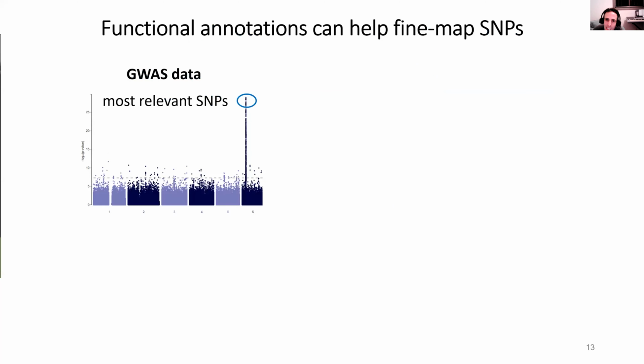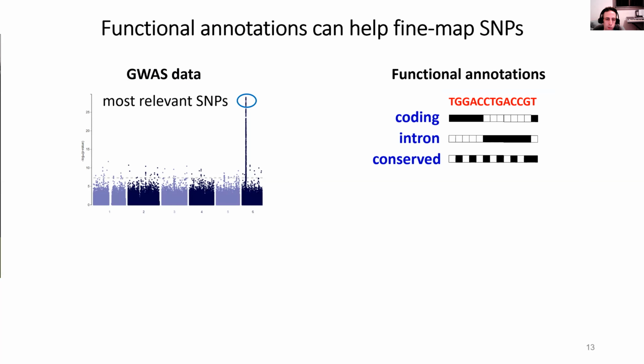When we do fine mapping, or when we ask ourselves what makes a SNP relevant, we have two sources of information. The first source is the GWAS data. When we ask which SNPs are most relevant for some trait, we look for the peaks in the GWAS, in the Manhattan plots, and these SNPs are the most relevant ones. The second source of information is what we call functional annotations. So here is an example.